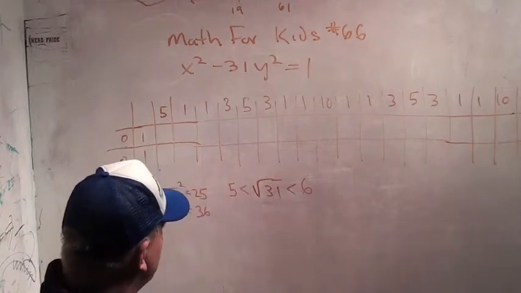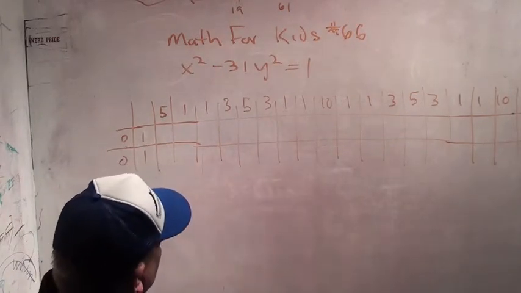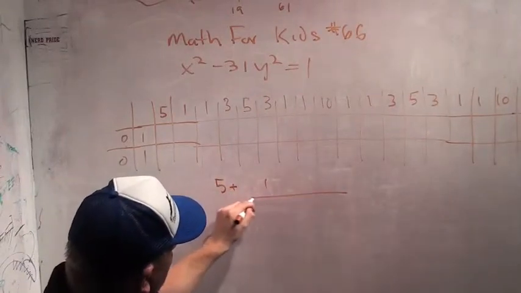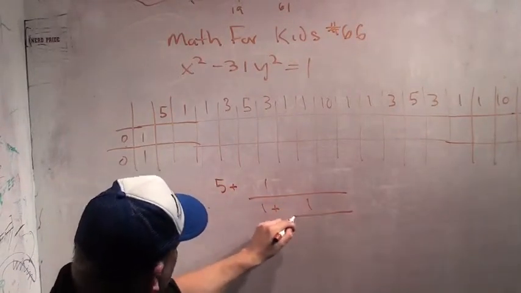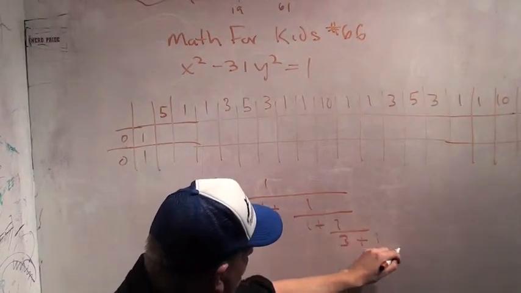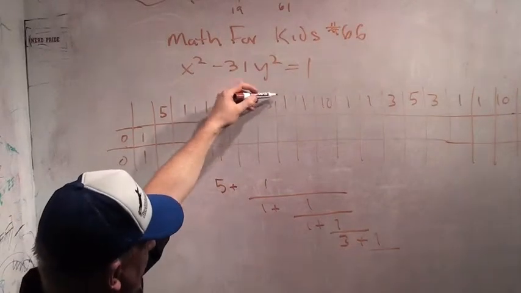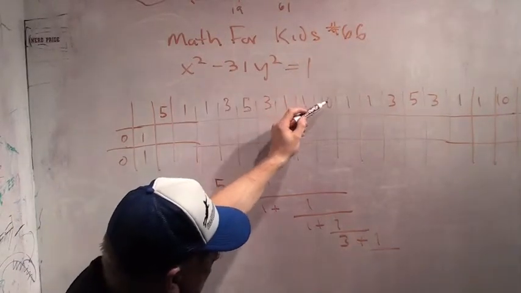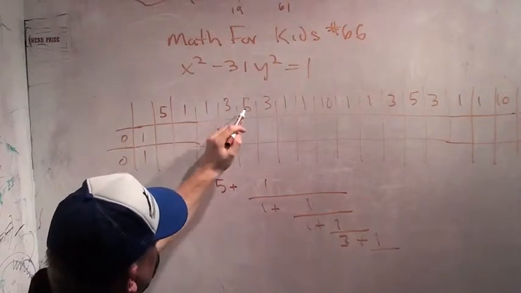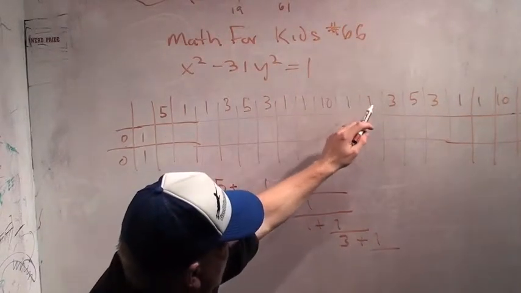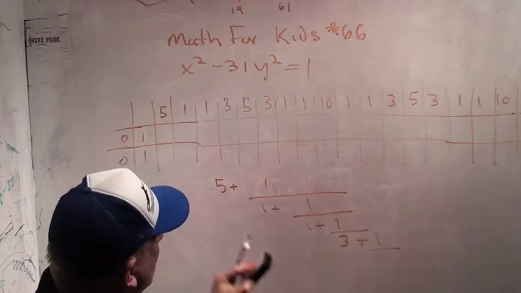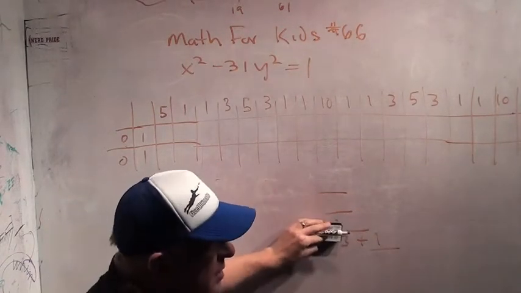And in fact, the continued fraction for the square root of 31, which I've written up here, looks like this: 5 plus 1 over 1 plus 1 over 1 plus 1 over 3 plus 1 over 5 plus 1 over 3 plus 1 over 1 plus 1 over 1 plus 1 over 10 plus 1 over 1. But you see it repeats. It goes 1, 1, 3, 5, 3, 1, 1, 10, then 1, 1, 3, 5, 3, 1, 1, 10. And it goes on forever, to infinity.